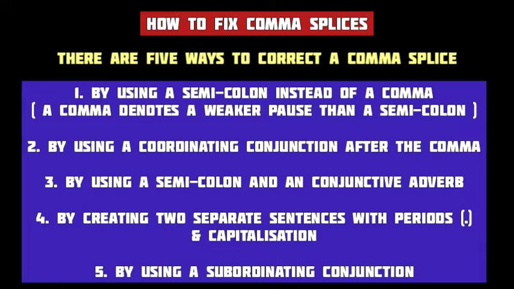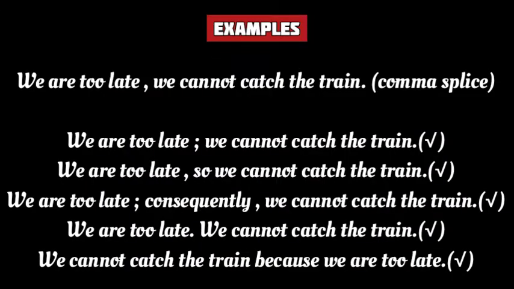The easiest way to correct a comma splice is to create two separate sentences or to transform the two independent clauses into two separate sentences with the help of full stops or periods. And last but not the least, one may also use an appropriate subordinating conjunction to correct the error of a comma splice. Now let's see some examples of how we can correct a comma splice in different ways.